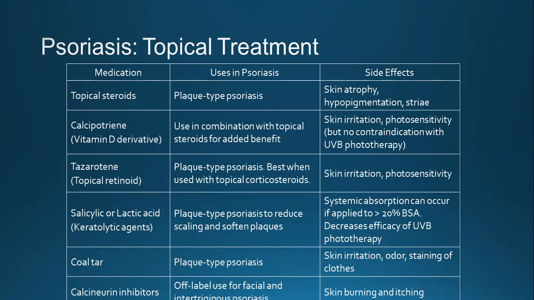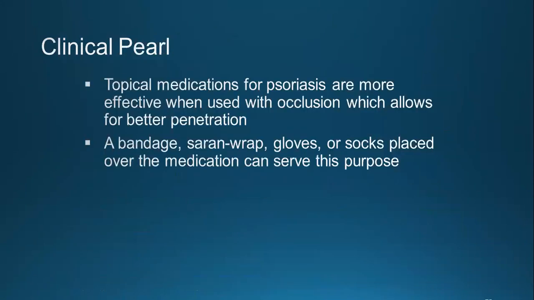Topical steroids are used for plaque type psoriasis, but side effects include skin atrophy, hypopigmentation, and striae, so you have to keep that in mind. Calcipotriene, vitamin D derivatives, tazarotene, a topical retinoid, salicylic or lactic acid, which are keratolytic agents, coal tar, which is very good for plaque type psoriasis, and calcineurin inhibitors, which have off-label use for facial and intertriginous psoriasis. But they all have their side effects, so you have to keep these in mind, and you also have to tell the patient.